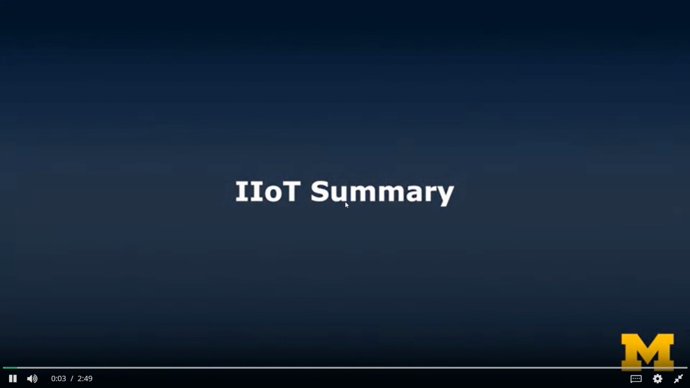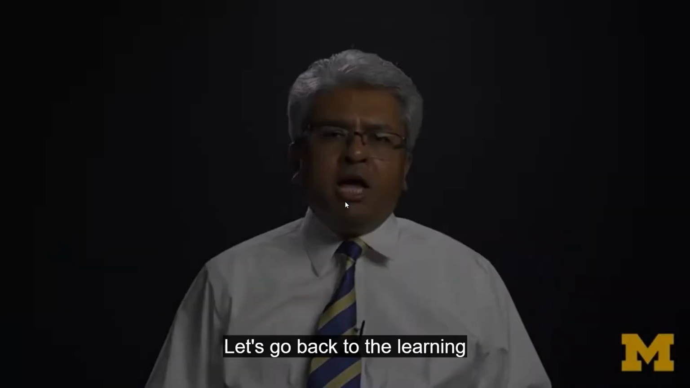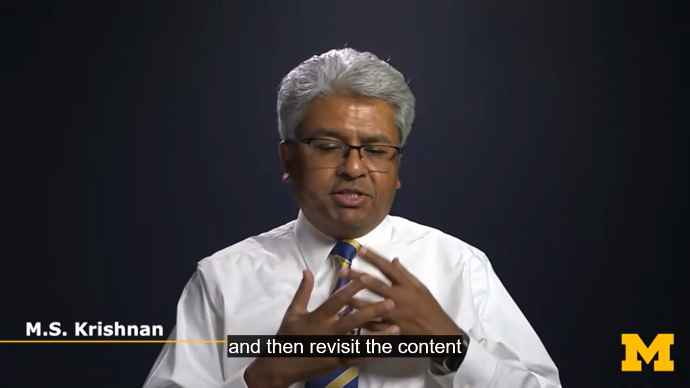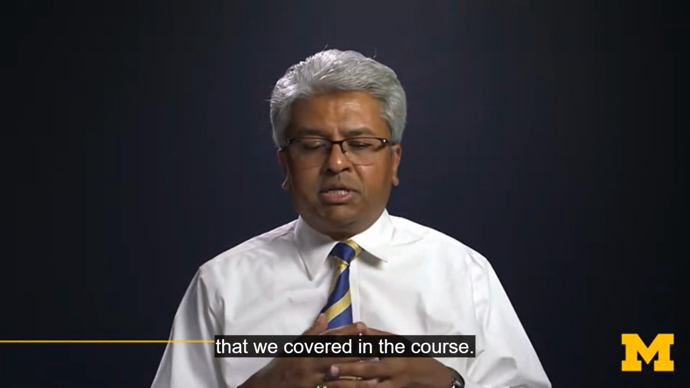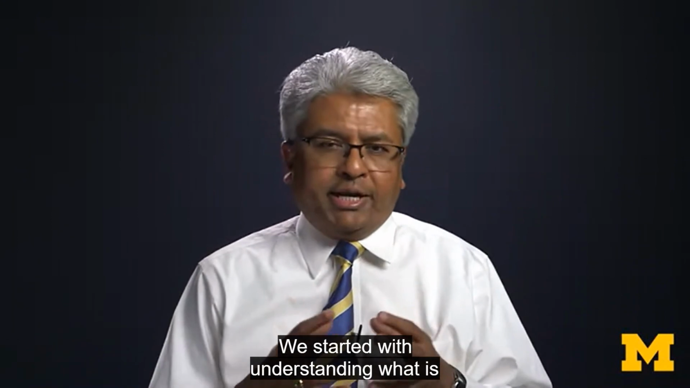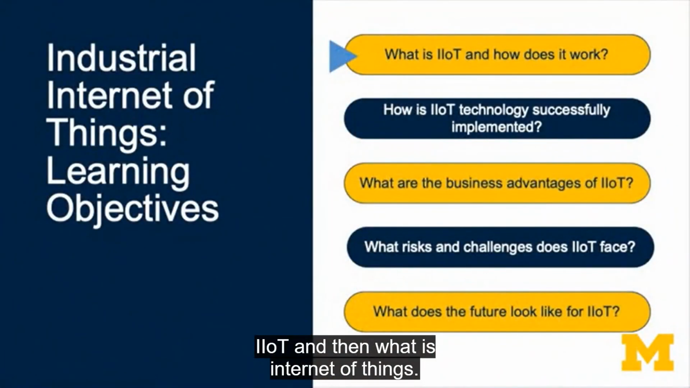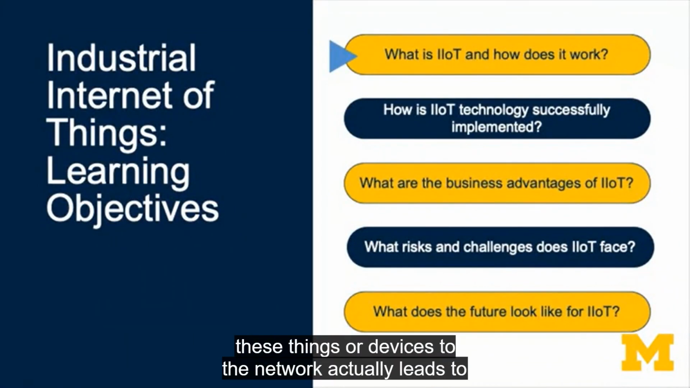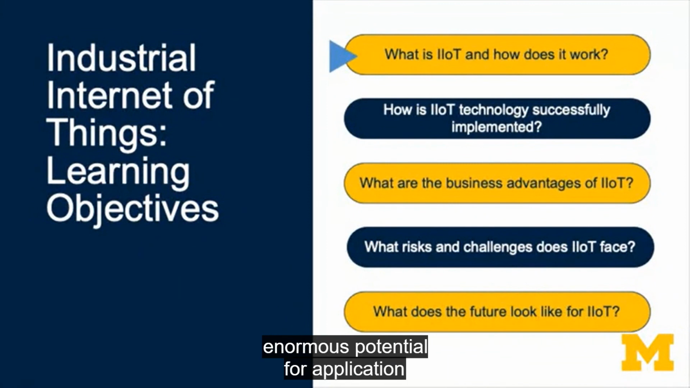Let's go back to the learning objectives that we started with and then revisit the content that we covered in the course. We started with understanding what is IIoT and then what is Internet of Things. That's how we started, from Internet to Internet of Things, and understanding how connecting these things or devices to the network actually leads to enormous potential for application in the context of business and manufacturing.